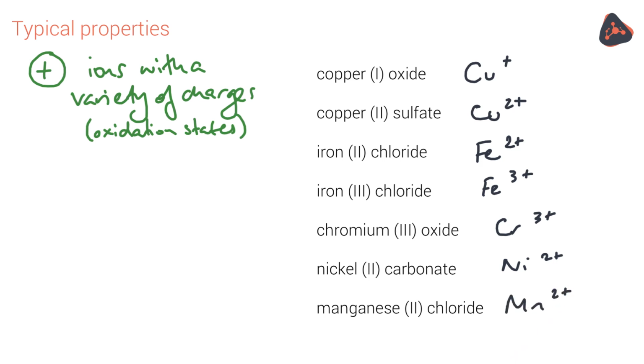So whenever you come across the names of transition metals, you'll see these Roman numerals in brackets, and that just gives us an indication of what the charge is on that particular ion, remembering that they're always going to be positive charges.